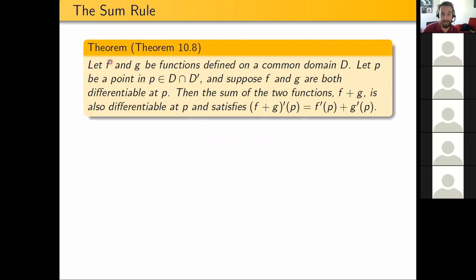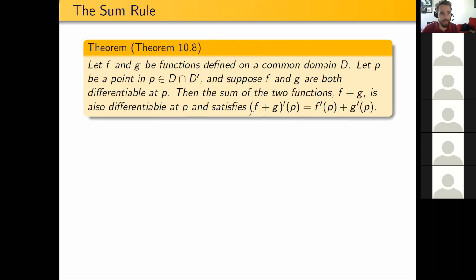And we were able to prove the sum rule, right? And so here we're starting to get into these well-known facts about derivatives. The sum rule said that if you have the sum of two functions, f plus g, and you wanted to take the derivative of that, then you would calculate that by taking the derivative of f and taking the derivative of g and adding those two together, right? And so that was what we saw in Theorem 10.8.